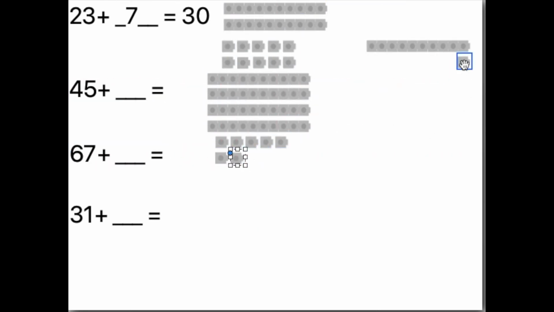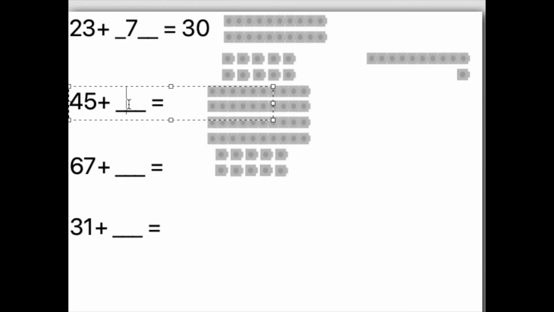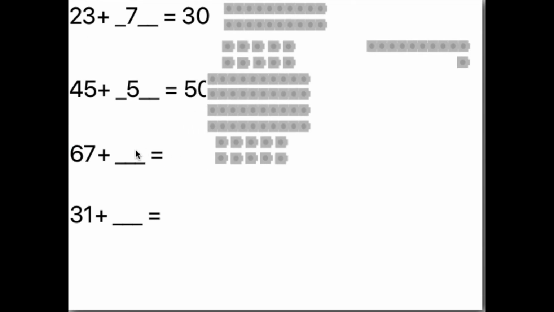1, 2, 3, 4, 5. I filled up that 10 frame. I made the next 10. Now there are 50 cubes here. 10, 20, 30, 40, 50. 45 plus 5 equals 50, the next 10.